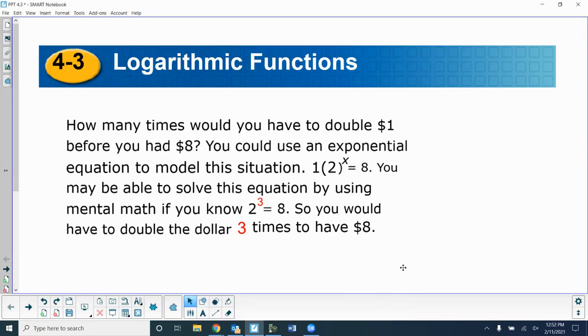Alright, so on this quiz, we did inverses, we found inverses of functions, and we did those exponential formulas for the word problems, right?